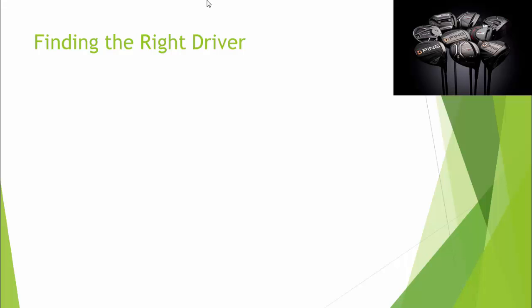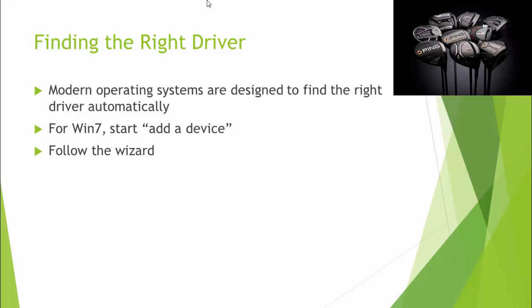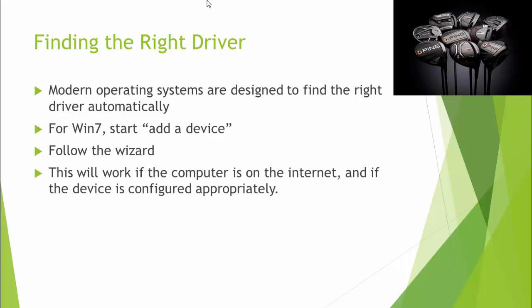So if we have a new piece of hardware, we have to go out there and find the right driver for it, the right interpreter for a given piece of hardware for our system. The good news here is that modern operating systems are designed to find the right driver fairly automatically. So for Windows 7, we start Add a Device, and we follow the wizard to find that driver. Most modern operating systems have some version of this workflow, some tool that'll help you find that driver. If your computer is connected to the internet, and if your device is configured correctly, the system should find a driver automatically from the manufacturer.